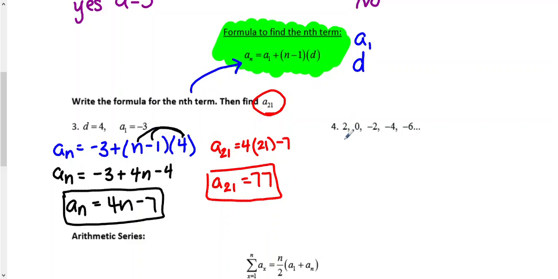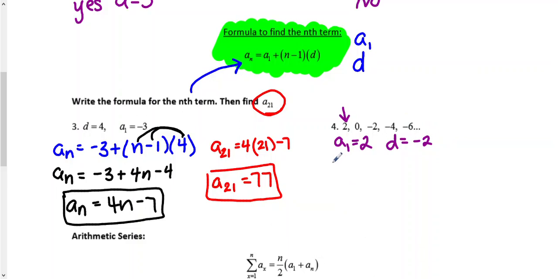All right, now, problem 4 is a little bit different. Remember, I said you always need A sub 1 and D. So in this case, A sub 1 equals 2, because that is my first term. Then we need to figure out what D equals. So what am I adding every single time? Or what am I subtracting every single time? So to go from 2 to 0, I would have to subtract 2. And then subtract 2, subtract 2. So D is actually equal to negative 2.